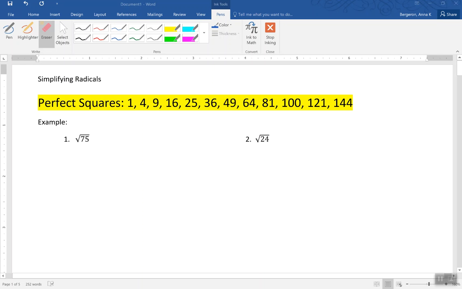Alright, for this video, we're going to practice simplifying radicals. So remember, when we're simplifying a radical, we're looking for the largest perfect square, so these numbers up here, that divide into that number. So we're looking for what number divides into 75 evenly.